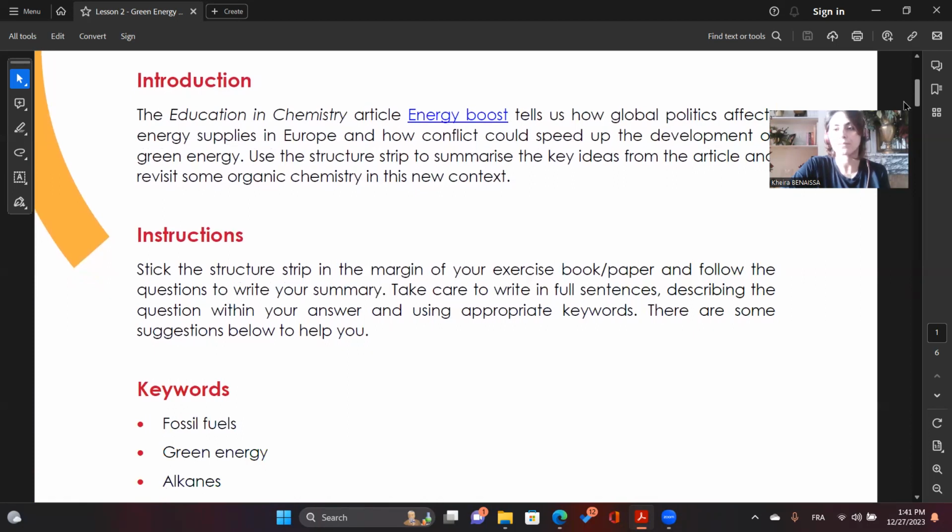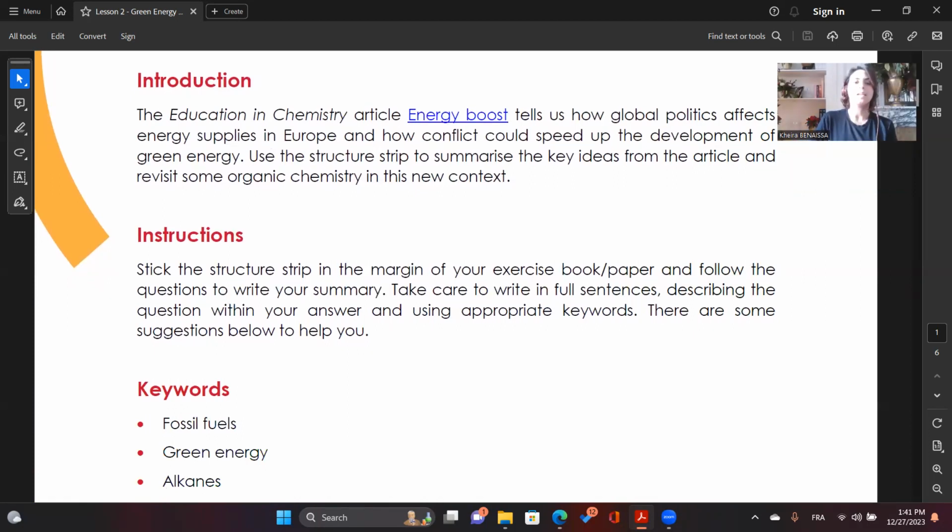Introduction. The Education in Chemistry article, Energy Boost, which we will see in a few minutes, tells us how global politics affect energy supplies in Europe and how conflict could speed up the development of green energy. Use the structured strip to summarize the key ideas from the article and revisit some organic chemistry in this new context.